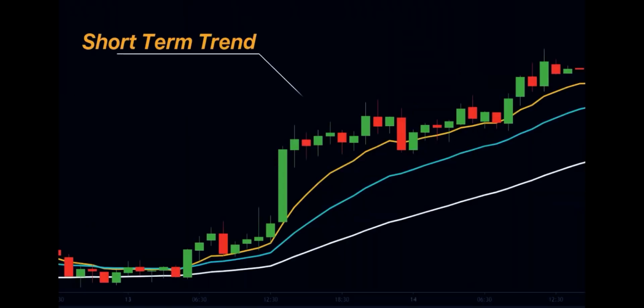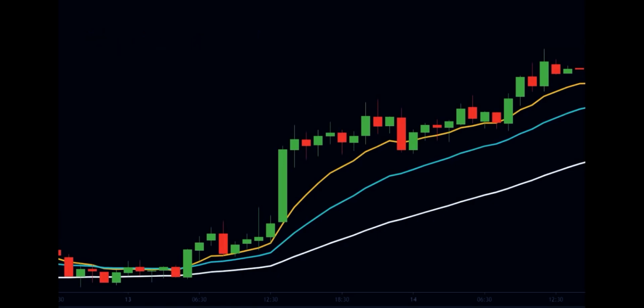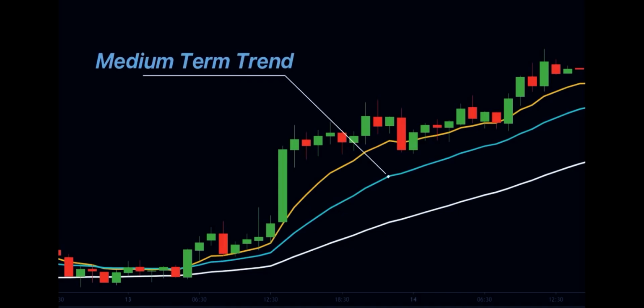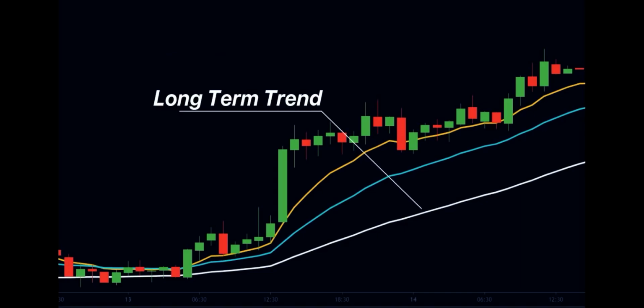A 20-period moving average indicates the short-term trend of the market. A 50-period moving average indicates the medium-term trend of the market. And a 200-period moving average shows the long-term trend of the market.